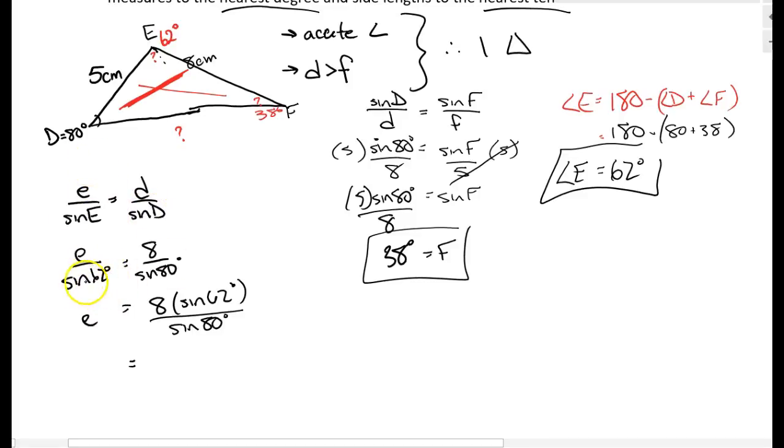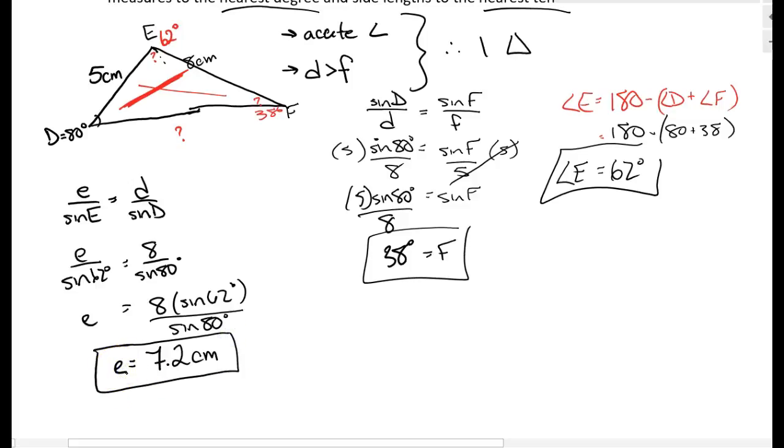So again, you plug and chug, you want to move your sine 62 over so that you're isolating your variable, and then you can plug this in. If you have a funky calculator where you're not 100% sure how to plug in each trig function, calculate each of those, write down their decimal values, then punch that in separately. Especially if you don't have a two-line calculator, I definitely recommend you do each piece individually to avoid any calculation errors. Okay, and we get 7.17. It says keep to the nearest tenth, so I'm going to round it to 7.2 and keep my units centimeters, and that's for side E.